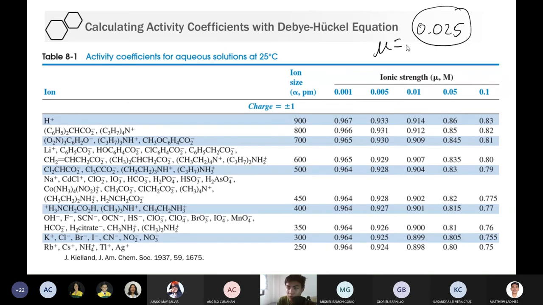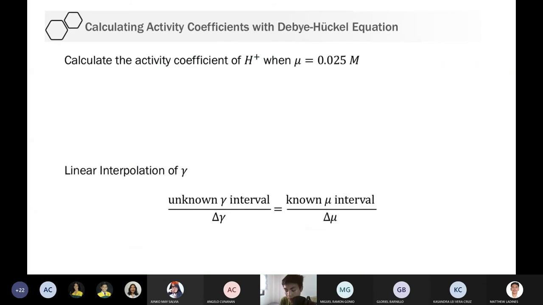Kunwari, you have a mu that is in between any numbers here. Kunwari, between dito, between dito, between dito. You can use the linear interpolation. Okay, so kunwari, ito yung hinahanap mong mu. Asan siya in between? Andito, in between siya dito, pati dito. So, somewhere here. So we can do linear interpolation. Ipapakita ko how to do linear interpolation para hindi na kayo mag-Debye-Hückel. Pwede naman kasi mag-Debye-Hückel, ayoko lang gawin niyo siya parati, kasi kawawa kayo, baka pagod na kayo mag-solve.